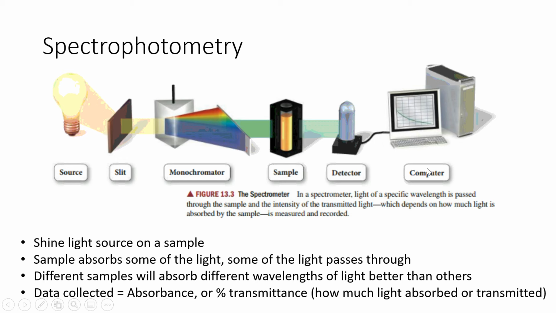And there are 2 different outputs you might see. You might see absorbance or percent transmittance. It can report data either way. Typically, we see it in absorbance. That's usually how we have ours set.